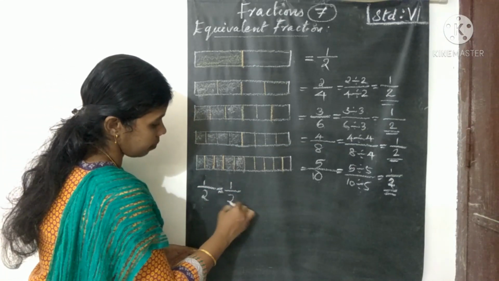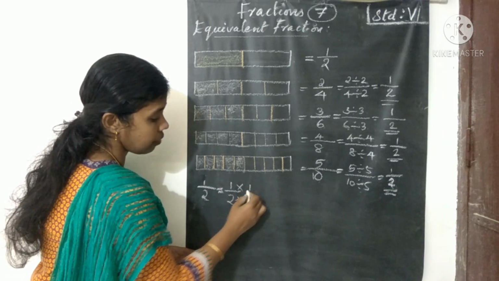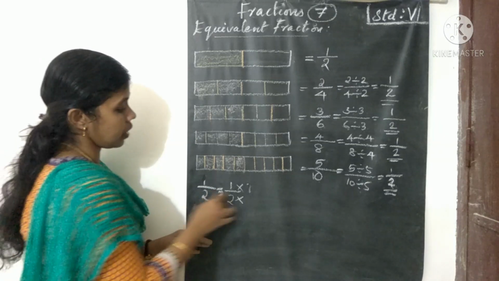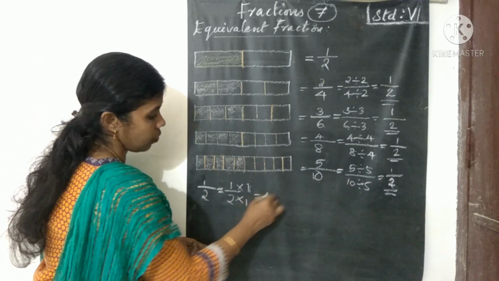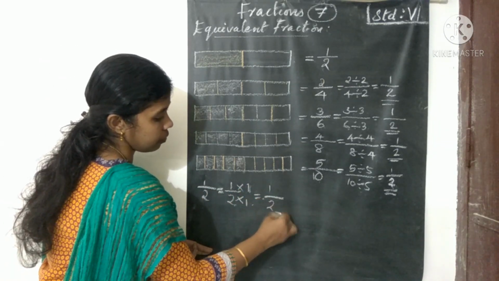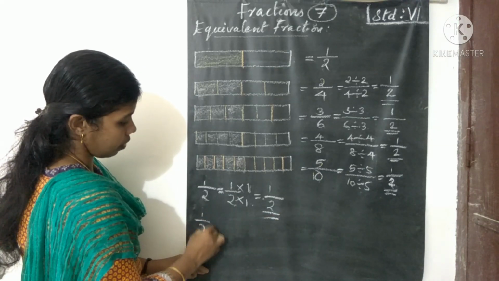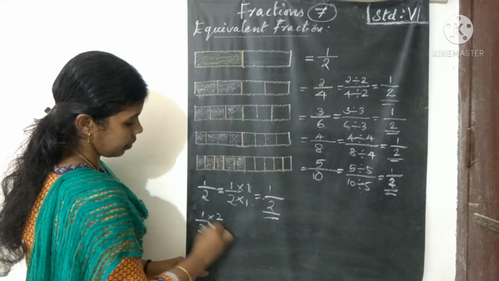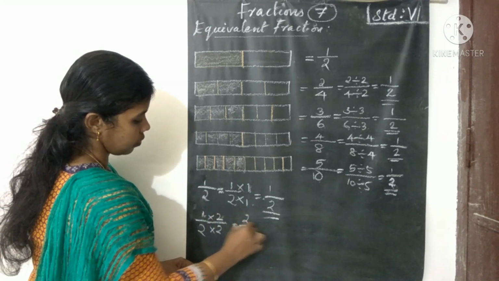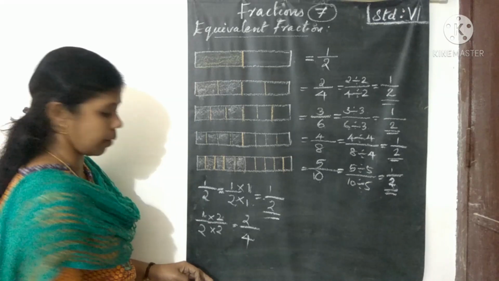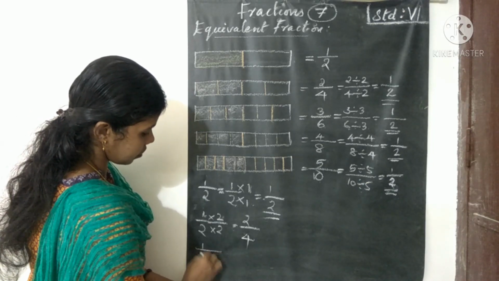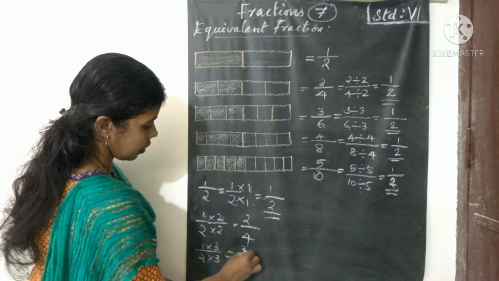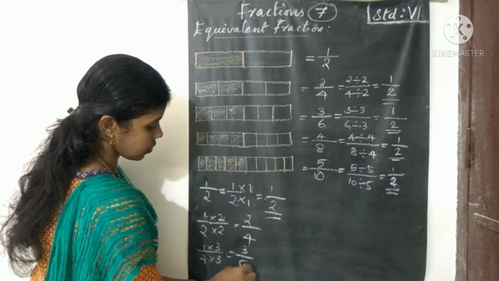So how can we find an equivalent fraction? The given fraction is multiplied with natural numbers. First natural number 1. 1 into 1, 1, 1 by 2. Then 1 by 2 multiplied by the second natural number 2. 1 into 2, 2, 2 into 2, 4. Then 1 by 2 multiplied by the third natural number 3. 1 into 3, 3, 2 into 3, 6.